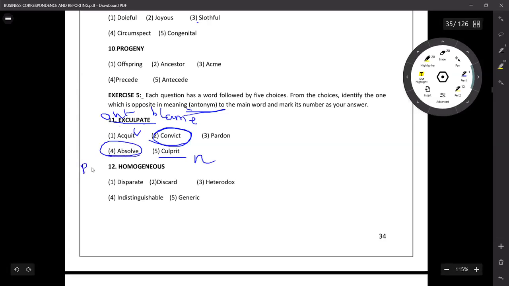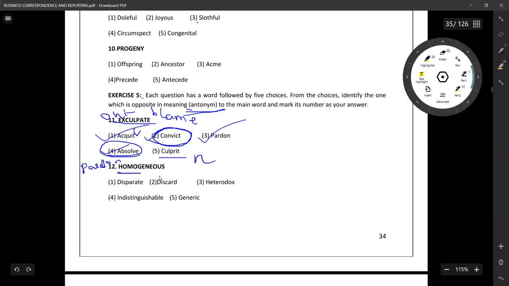Absolve means pardon, forgive. If the question was synonym, I would have gone with acquit or pardon or absolve. But the question is opposite, correct? So the opposite of freeing someone is blaming, is charging. So the answer option is convict. Clear, guys?